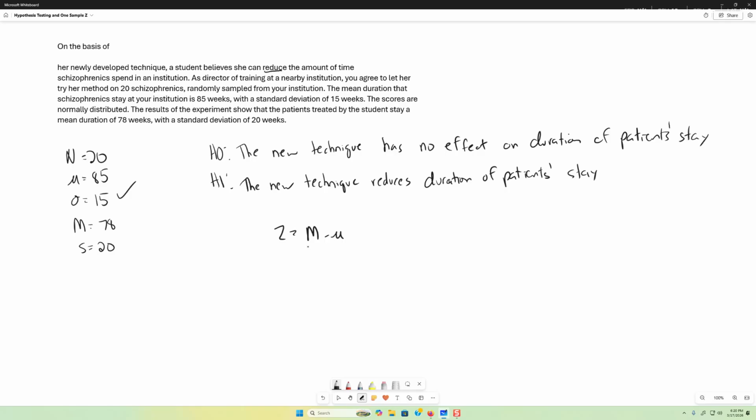Mean minus mu over sigma divided by square root of n. Our mean of the sample here is 78. Mean of the population, which is mu, is 85. The standard deviation of the population is 15. And the sample size is 20, so it's going to be square root of 20. This is going to be negative 7 over 15 divided by square root of 20.